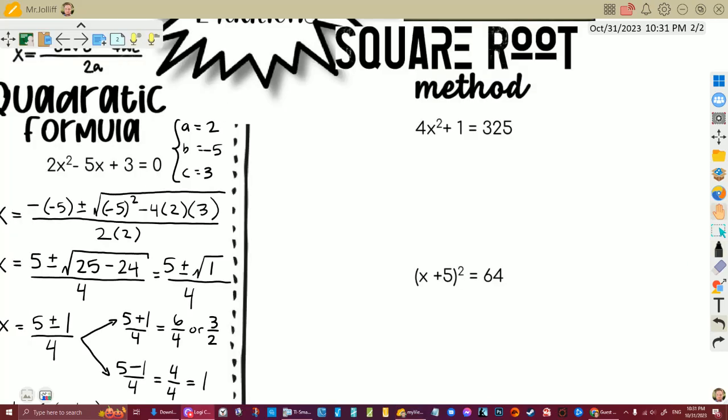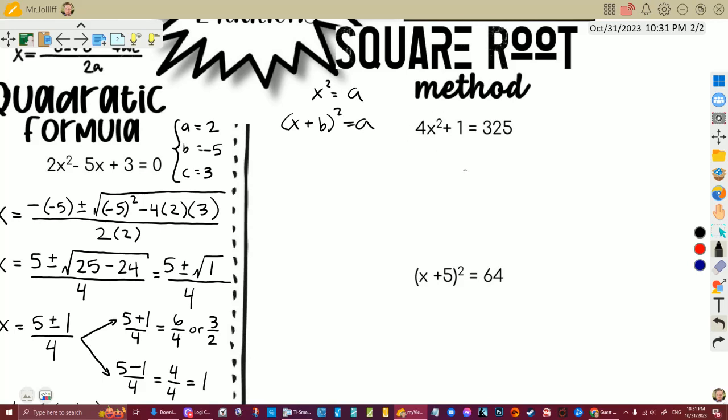Our last method is the square root method. And this method we only use when we have equations that can be written as x squared equals a, or x plus a number, so x plus, I don't know, b squared equals a. The first one we've seen when we took our notes, we talked about the square root method.